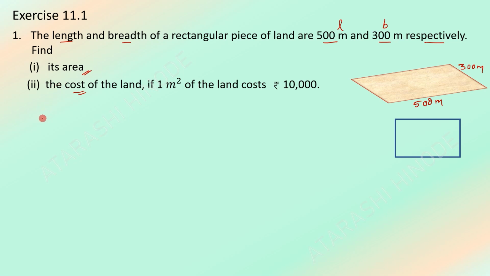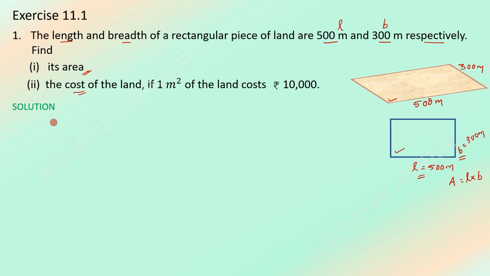Let us do the first part. For finding the area of a land, first we should know its shape. Here it is given the land is rectangular in shape and L equal to 500 meter, that is length equal to 500 meter, breadth equal to 300 meter. If L is the length and B is the breadth, then here area will be L into B.